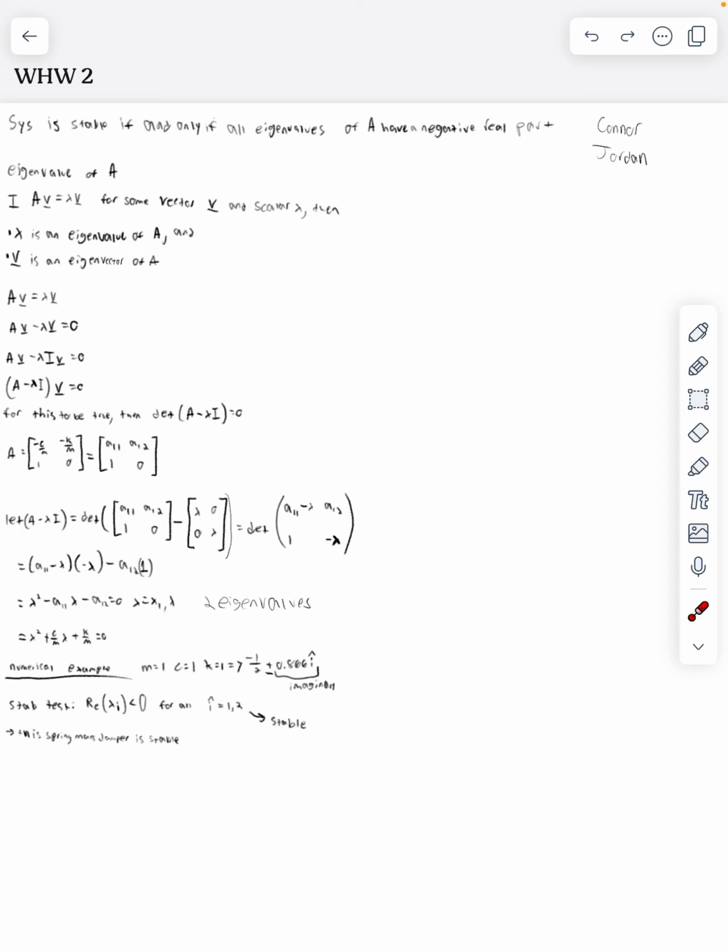Because it's a quadratic, we know that we're going to end up with 2 eigenvalues. Whenever we plug it into a numerical example, we end up with this answer here, negative 1/2 plus or minus this imaginary term. Now, for both the plus and minus case, we end up with a negative real part, or negative 1/2. This means that our spring mass damper system is stable.